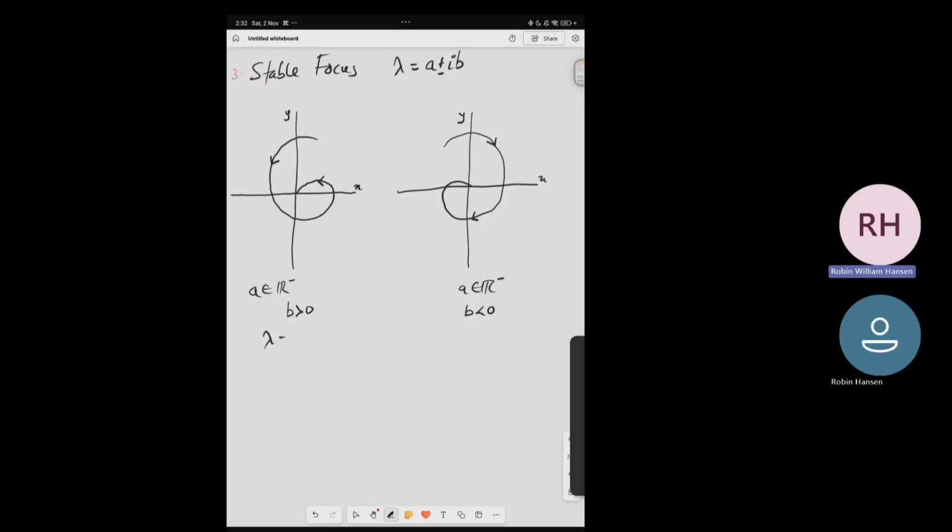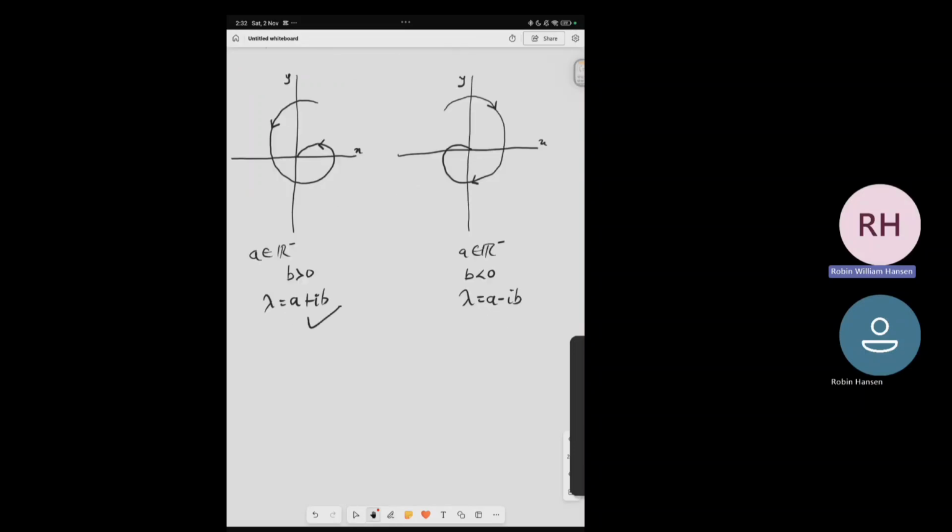So we have our lambda to be equal to A plus IB. Remember, A belongs to a negative real space. And for this, we have our lambda to be equal to A minus IB. Generally, we always use A plus IB when you're about to find your eigenvectors. Remember, A is a negative value in this case.